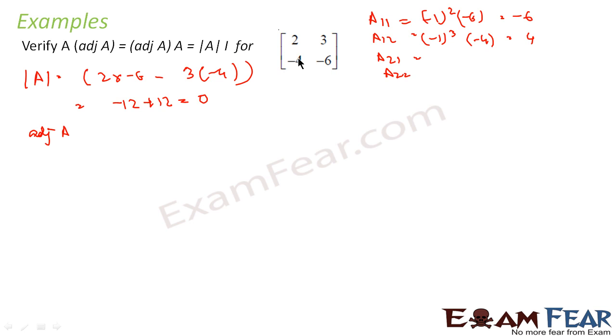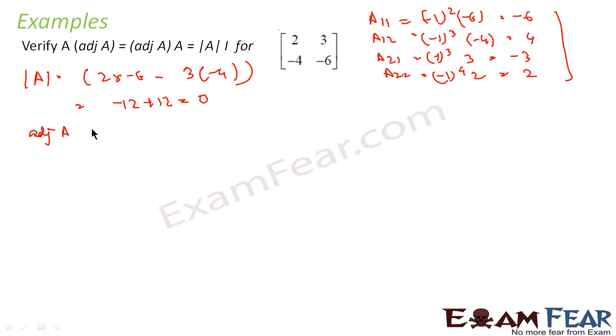Similarly, you take A21, so this becomes minus 1 to the power 2 plus 1, 3 into, take this guy, first column, first row ignore, into 3, that is minus 3. A22, you take this guy, ignore the last column, last row, you get 2 here. So minus 1 to the power 4 into 2, that is 2. So I have all the values of the cofactors.